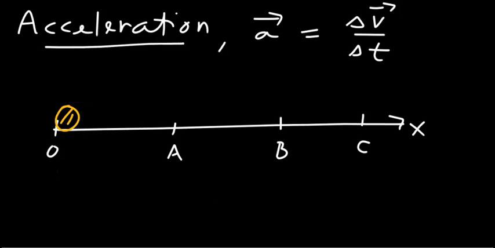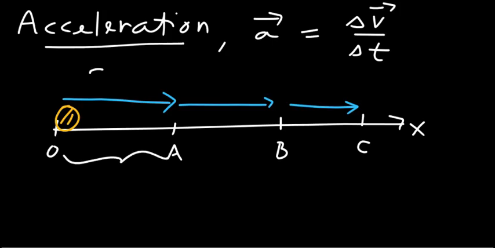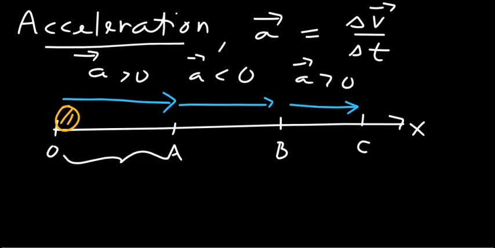Now let's assume it moves to point A with ever-increasing velocity, and from A to B it slows down, and then it speeds up again as it gets to point C. So from O to A, the acceleration is positive. From A to B, the acceleration is negative, or the object is decelerating. And from B to C, the acceleration assumes positive values.